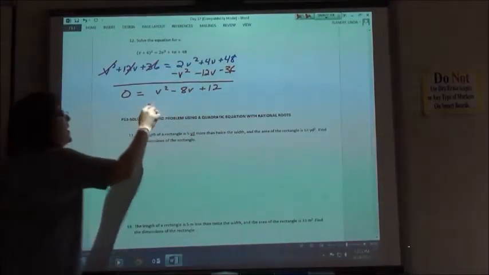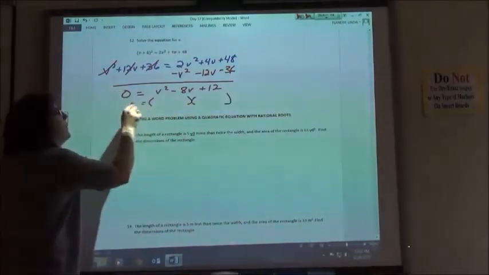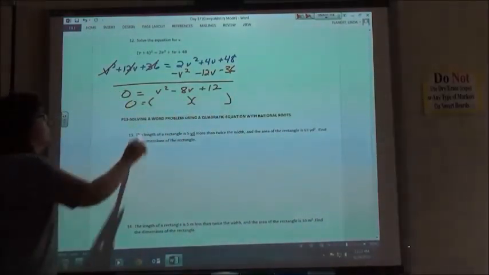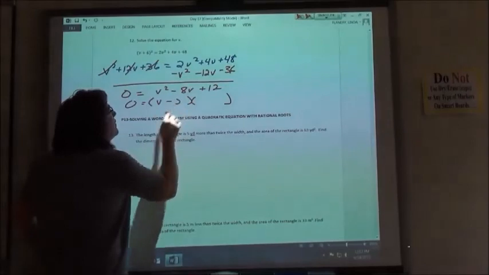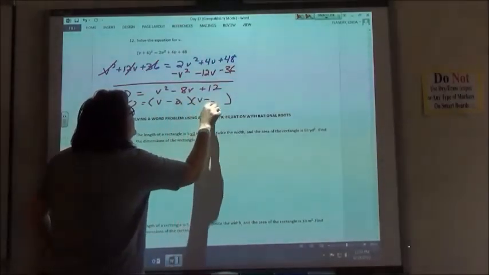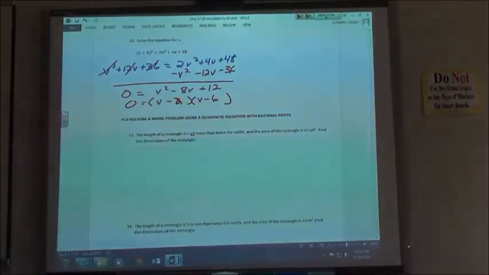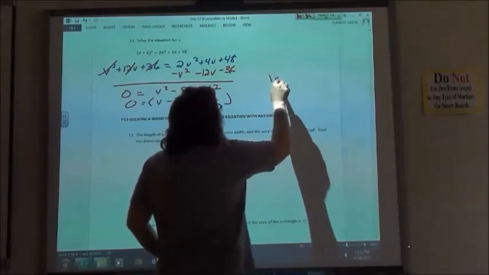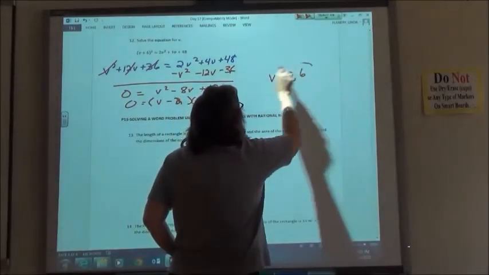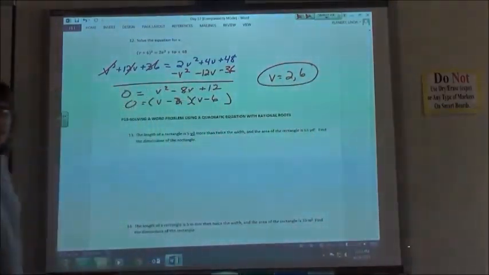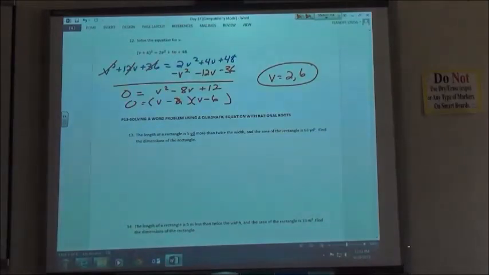And if we factor that out, v minus 2 and v minus 6. And so my two solutions would be v equals 2 and 6. All right.